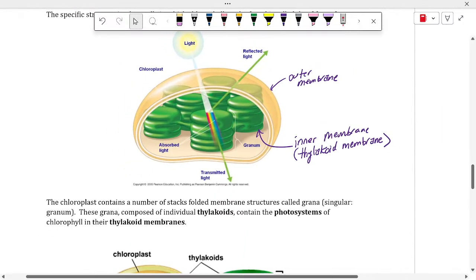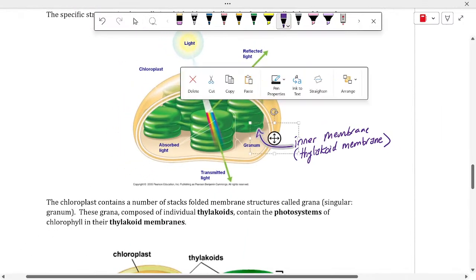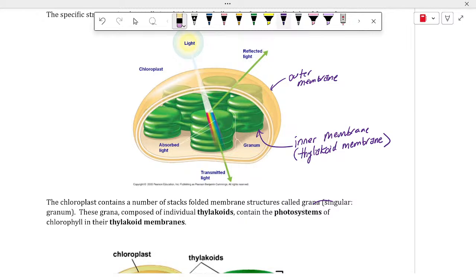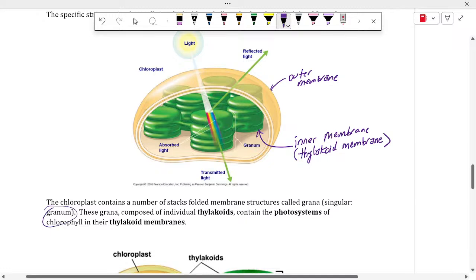The thylakoid membrane forms these individual discs. They kind of look like discs. They're not really discs. They're just kind of folded structures. But when you see them under a microscope, it almost looks like a stack of pancakes or something. And we call each individual one a granum. And of course, because we know how to pluralize things, if a single stack is a granum, what do we call a bunch of them? The grana. That's right.